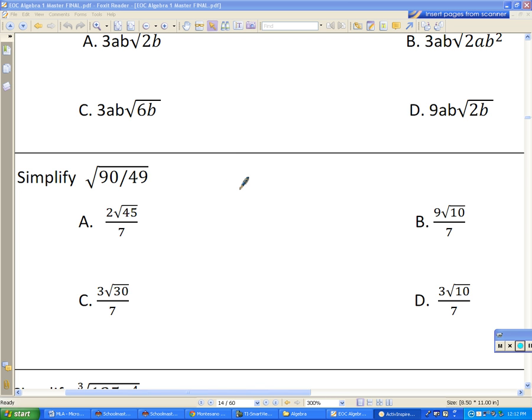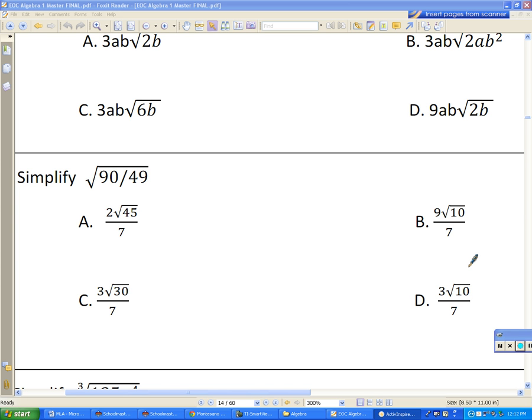Okay? What is the square root of 49? 7. So I'm going to write that as plain old 7. Okay? Now, just like we did in the last problem, I can simplify this because I know the square root of 9 is 3. The 10 is still underneath the square root because I don't know the answer to the square root of 10 off the top of my head. So my final answer is 3 root 10 over 7, which is answer choice D.